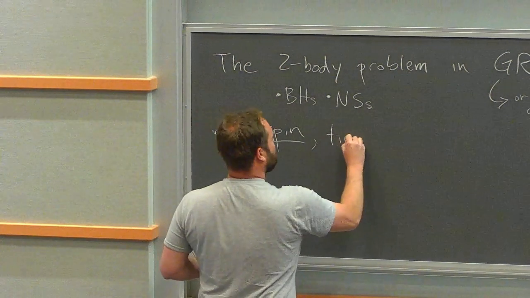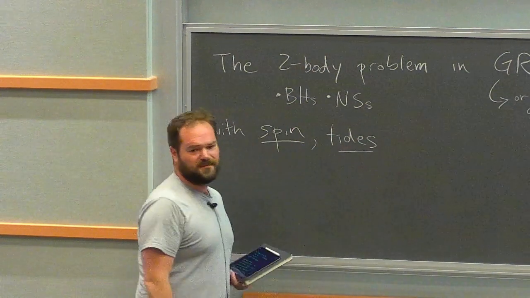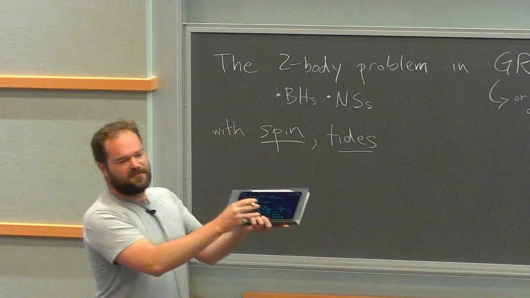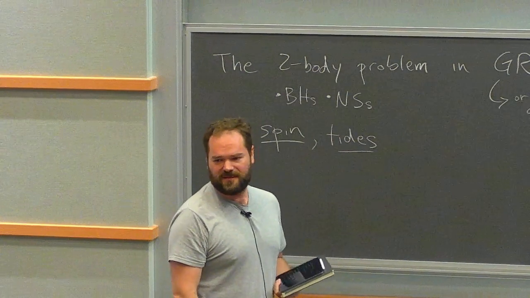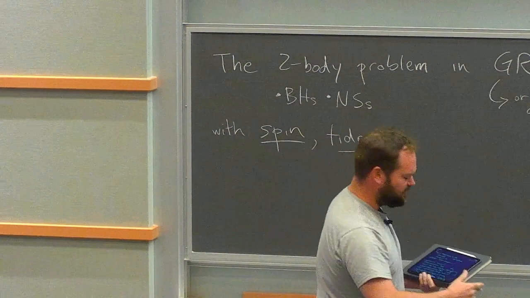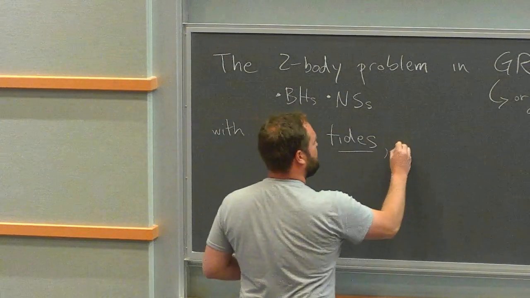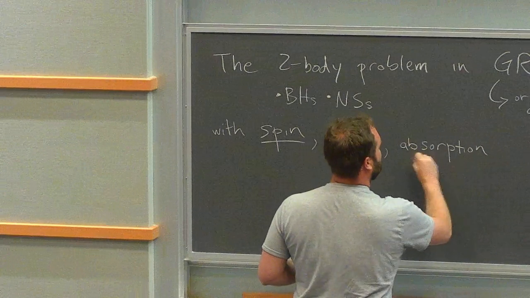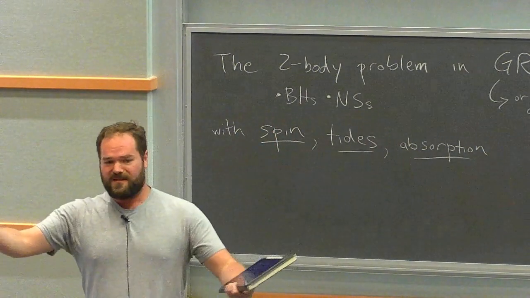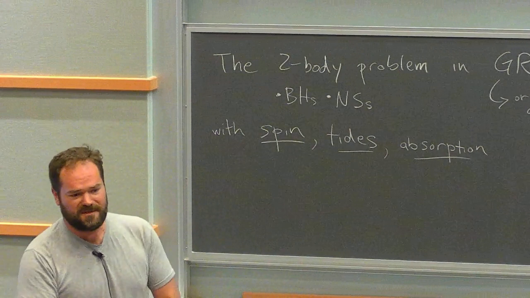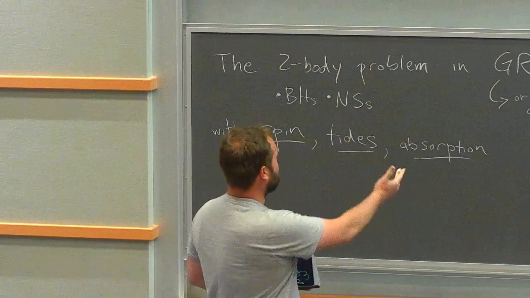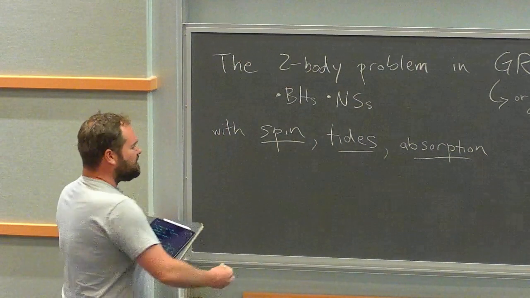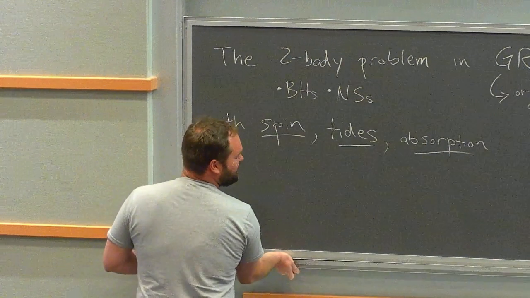There could be tidal effects involved, especially for neutron stars instead of black holes. These bodies become deformed from the fact that they're in a non-uniform gravitational field. That has an effect on their motion, an effect on the waveform. Or the related phenomenon of absorption. Sometimes, for example, black holes can eat energy from the gravitational field and increase their mass. This is another kind of effect that shows up at one point or another. And I should make it clear.